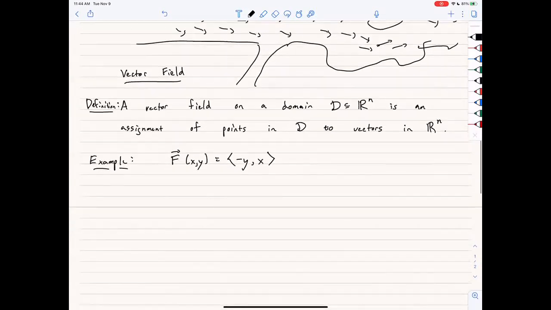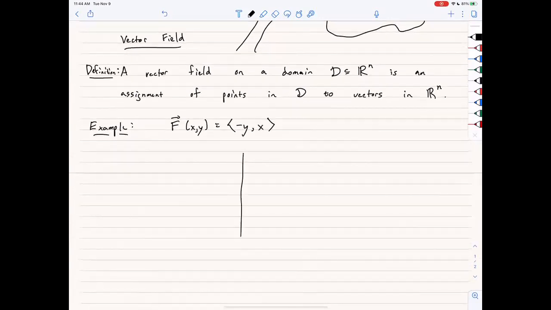Now, what does this vector field look like? Well, we can draw this. You can, of course, go to an online graphing utility quite easily, and it will draw this for you. But for simple formulas like this, it's not hard. So if you're at (1, 0), then your vector field F is going to be (0, 1). So it's going to go here. If you're at (0, 1), you get (-1, 0). So you get something like this. And then you keep on going.